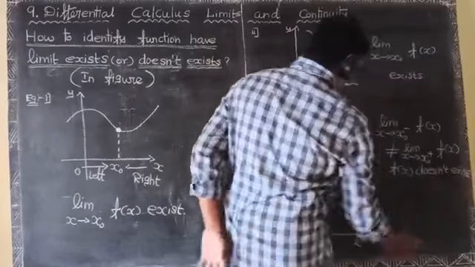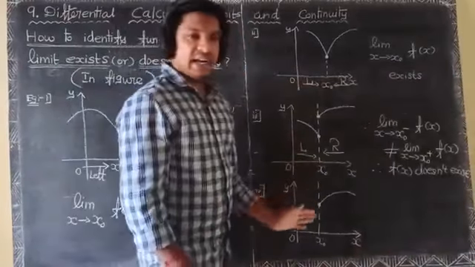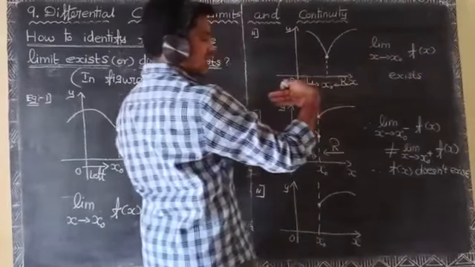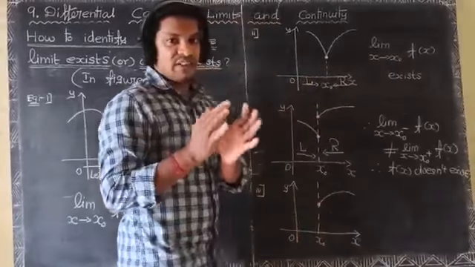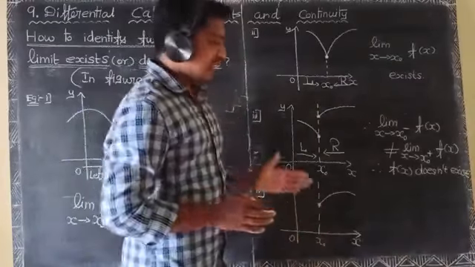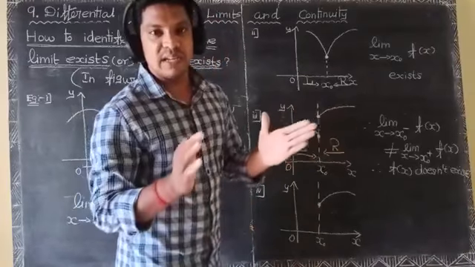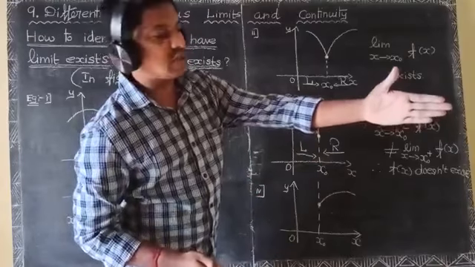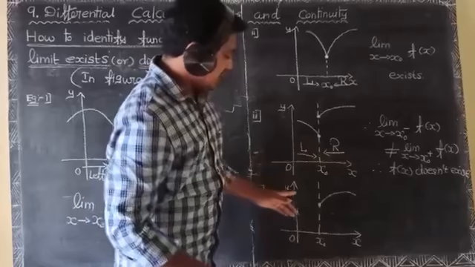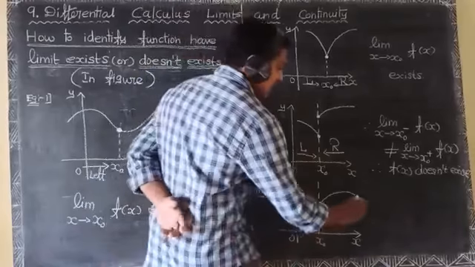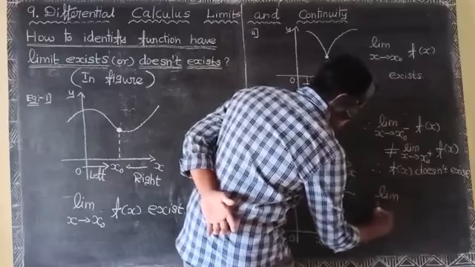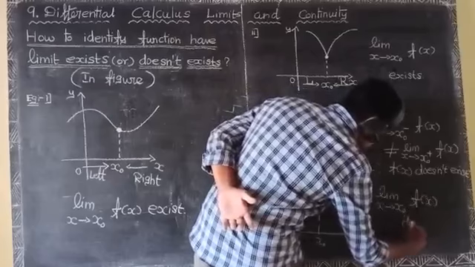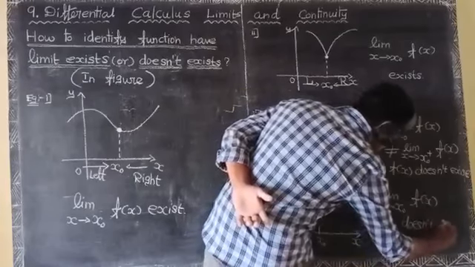In the last one, the function is defined only from the right side. As x approaches x naught from the right side, the function is defined, but on the left side it is not defined. Therefore the limit as x tends to x naught of f of x does not exist.